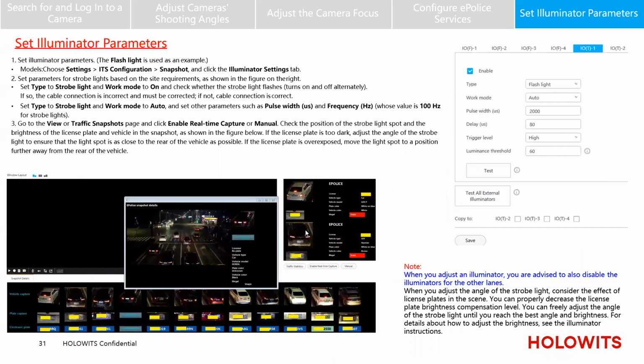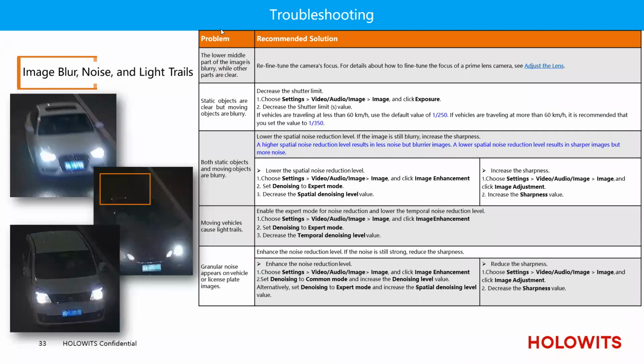So let's just go to the troubleshooting. If you need some troubleshooting for your POC lab demo or for your real project, you can check these slides. If you have some very complex problems, you just need to call our technical support or send emails to our support@holowits.com. So our technical support will help you to solve the problems. You can also have a quick look at this introduction.